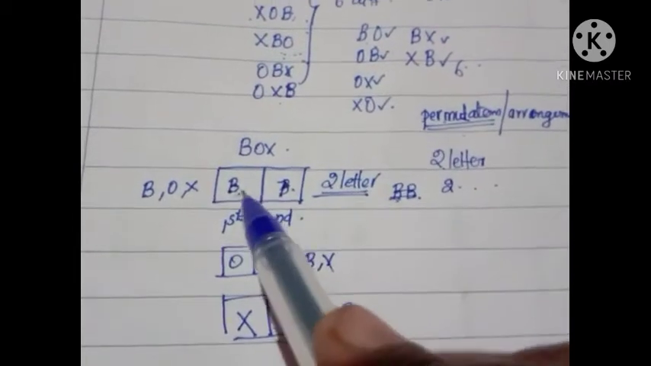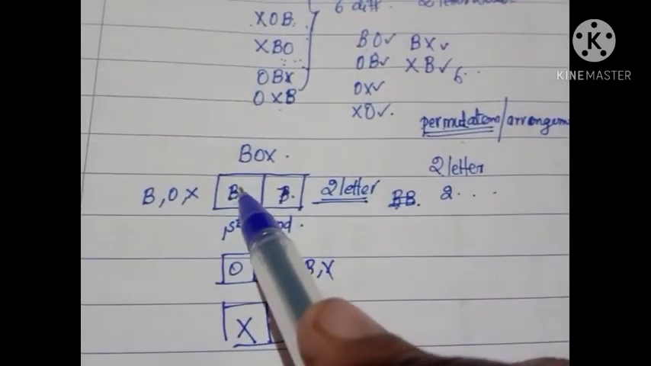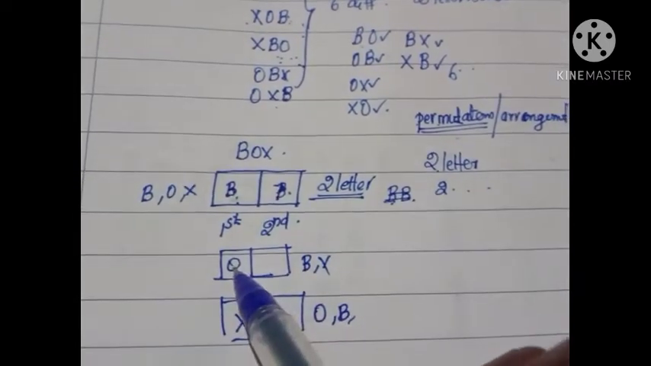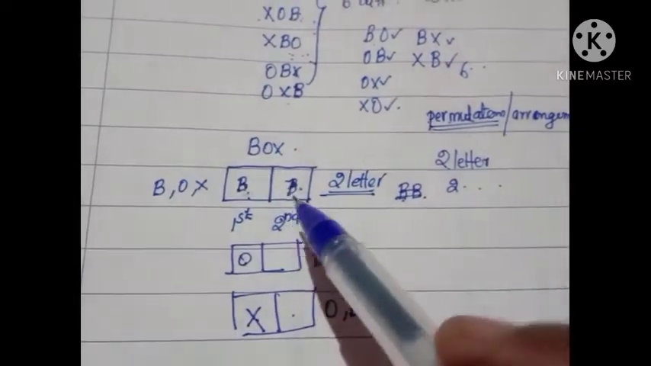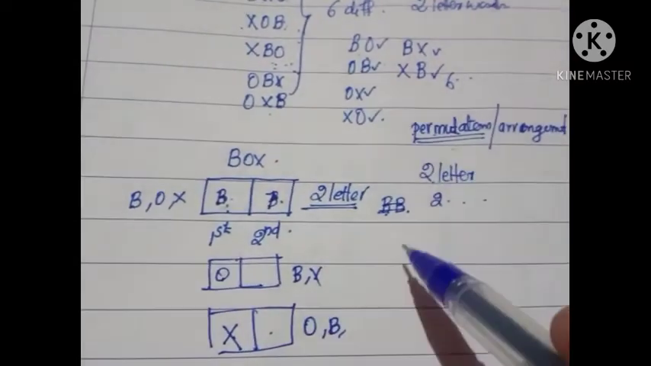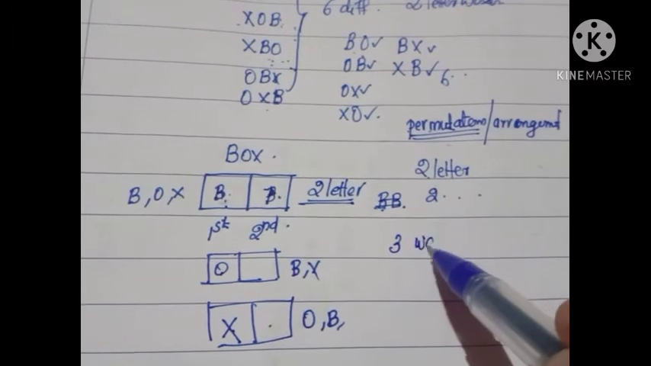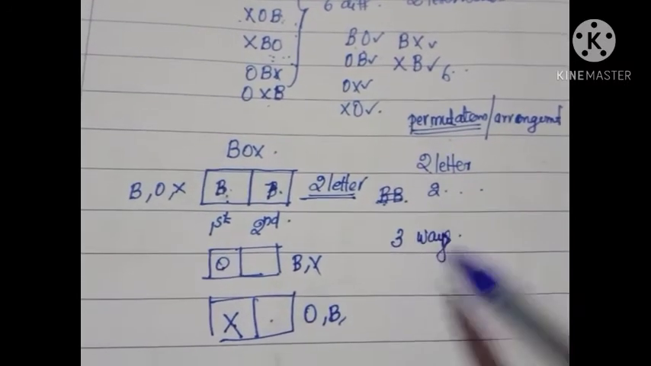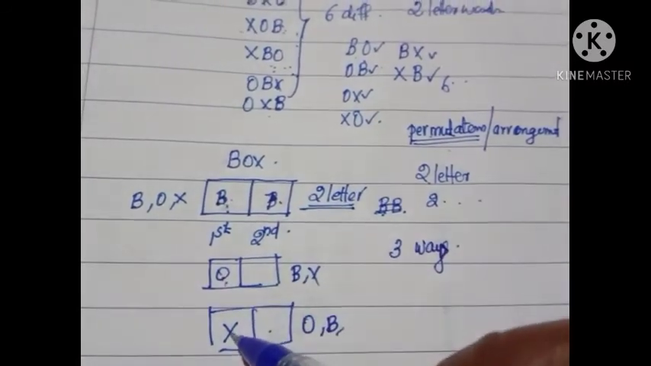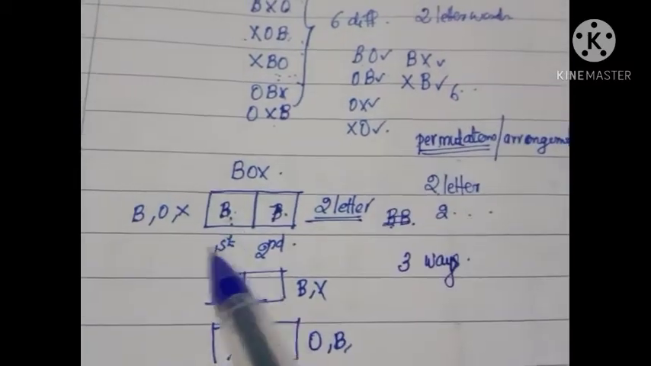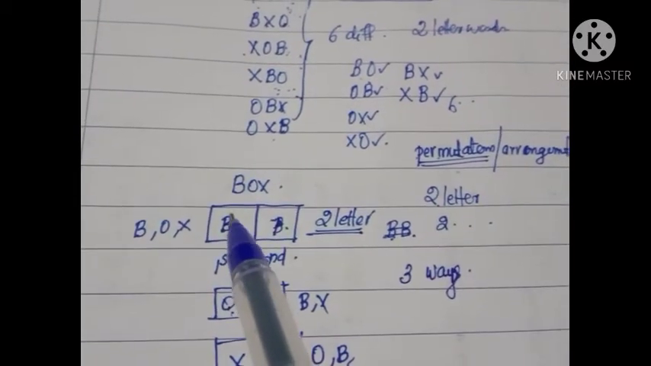So listen, in the first place we can write either B or O or X. That is, the first place can be filled in three different ways. Is that clear? Three different ways. Suppose we write B here.